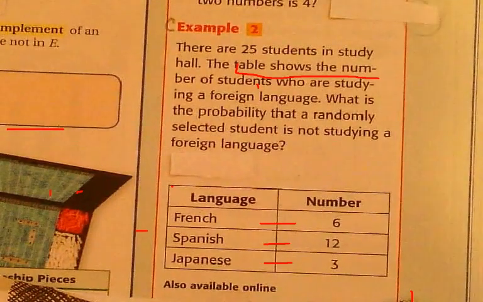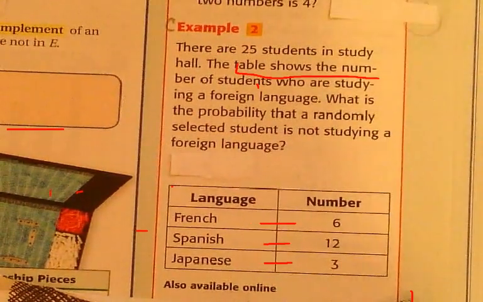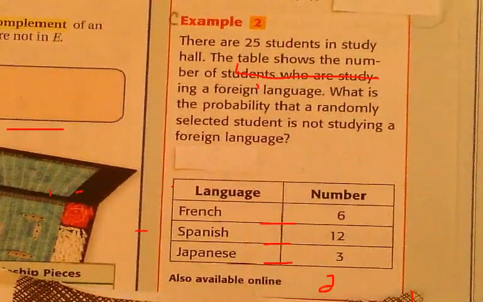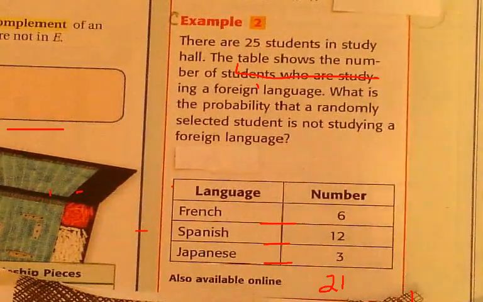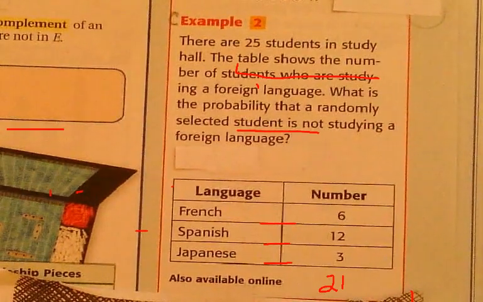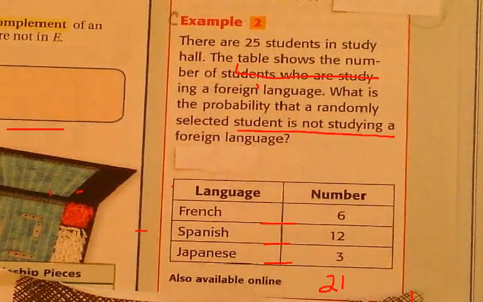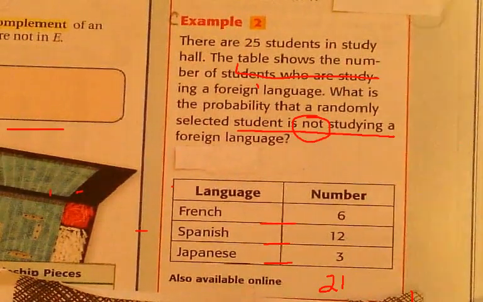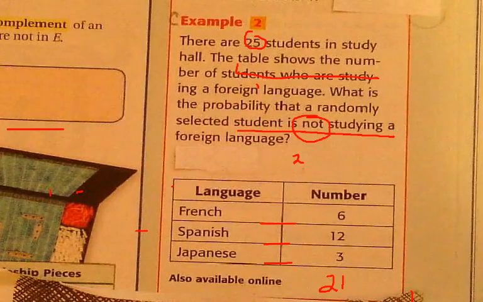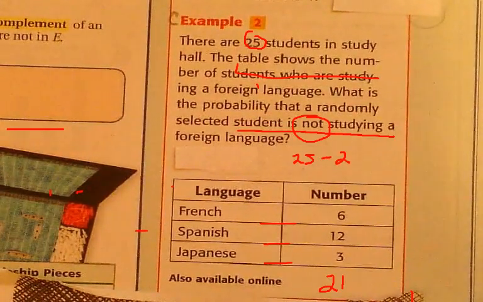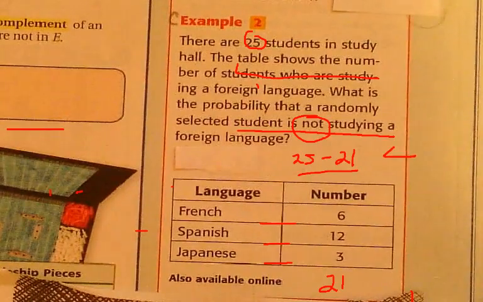So if I add this, that's 15, that's 21. So there's 21 kids studying foreign language in study hall, right? That's the question. Or no, that's not the question. The question wants to know how many of the students are not learning a foreign language. So I know 21 are. I know that there's 25 total. So 25 minus 21 would be 4.